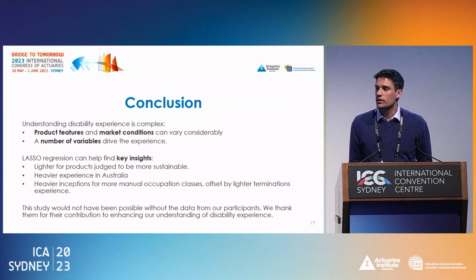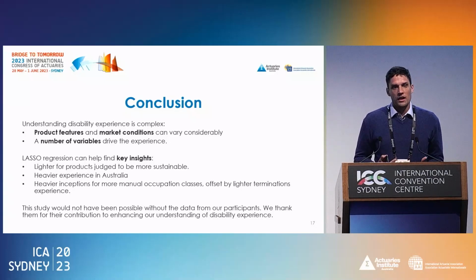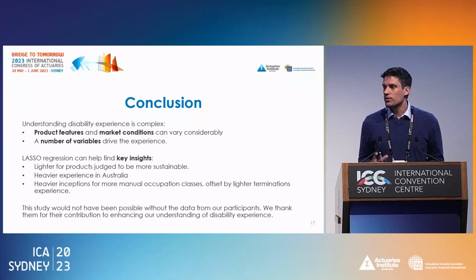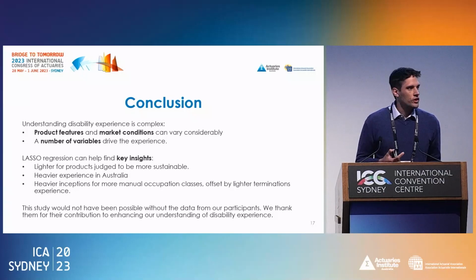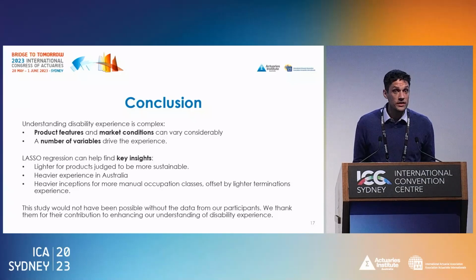So if I were to bring it all together, I think an important statement that I'd like to emphasize is disability income experience is incredibly complex. We can understand the features and we can understand the product design, but there are so many other variables and factors that could influence the success of the product. Lasso regression can help us generate key insights and help improve our understanding. And a few of the insights we had identified here was lighter experience was seen for your more sustainable products. We did see some country experience with Australia having the highest claims costs. And then we also saw some insights relating to occupation classes with heavier inceptions experience for more manual occupations, which was somewhat offset by higher terminations experience.